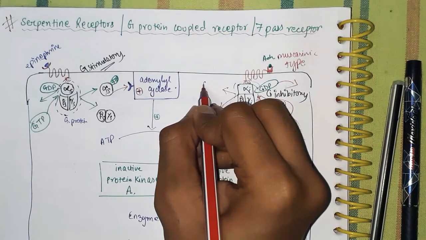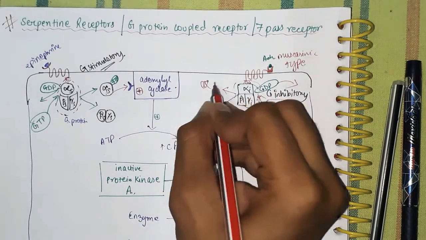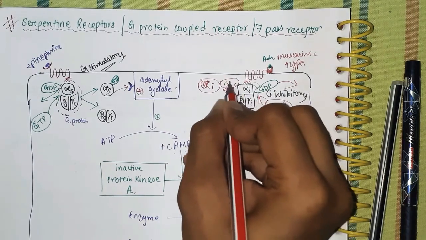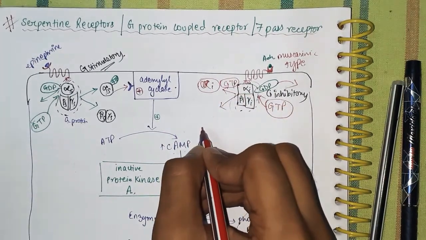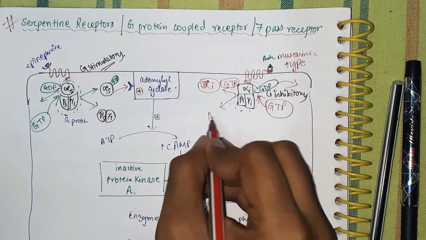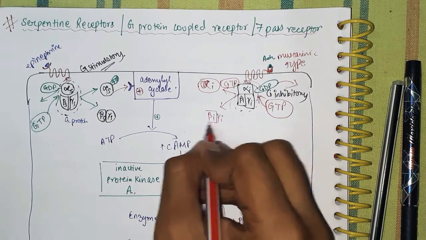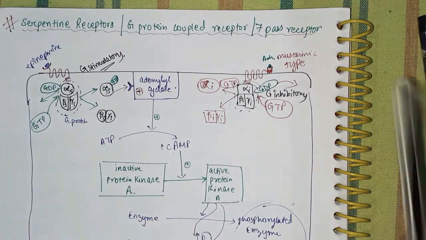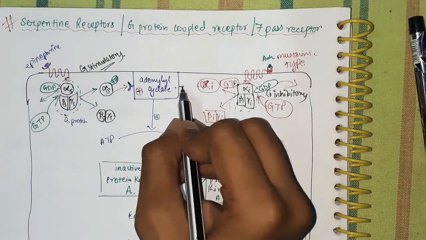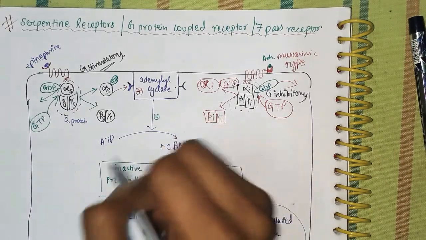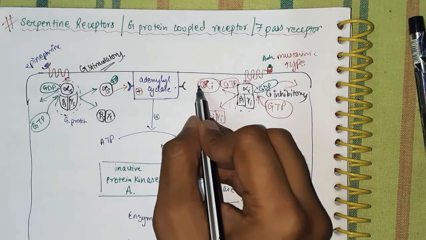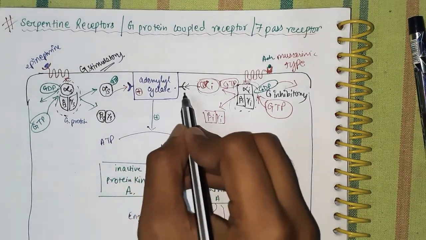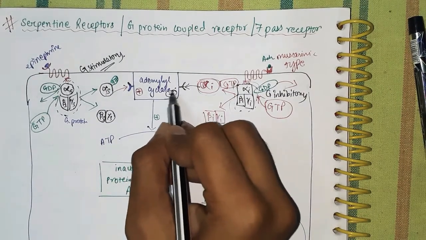It will be the alpha inhibitory unit with GTP, and the beta and gamma subunits will also get dissociated out together, beta inhibitory and gamma inhibitory. Now in adenylyl cyclase there is a receptor for the alpha inhibitory protein. So it gets bound to this receptor, and what it does, it inactivates adenylyl cyclase.